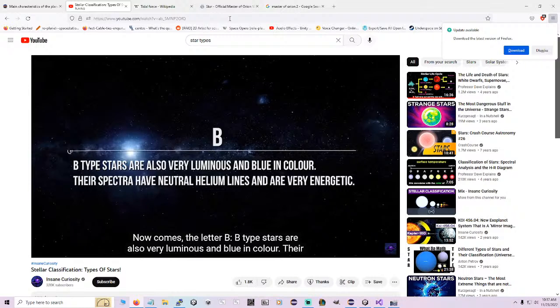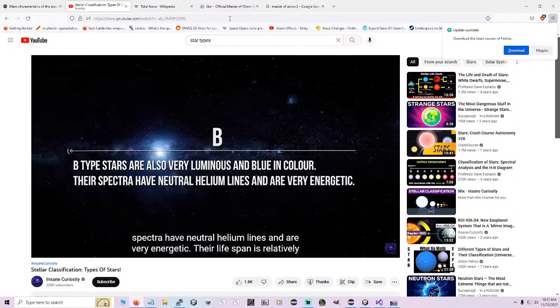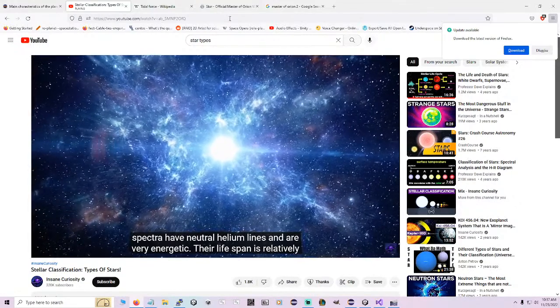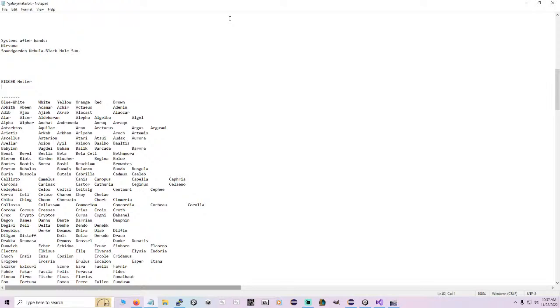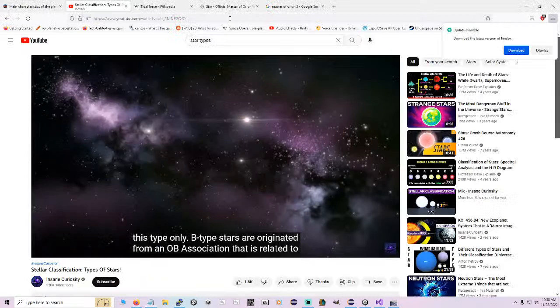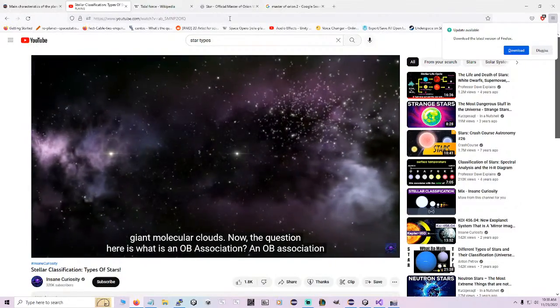B-type stars are also very luminous and blue in color. Their spectra have neutral helium lines and are very energetic. Their lifespan is relatively short, around 40 million years. Many stars that we can see with our naked eyes are of this type. B-type stars originate from an OB association that is related to giant molecular clouds.